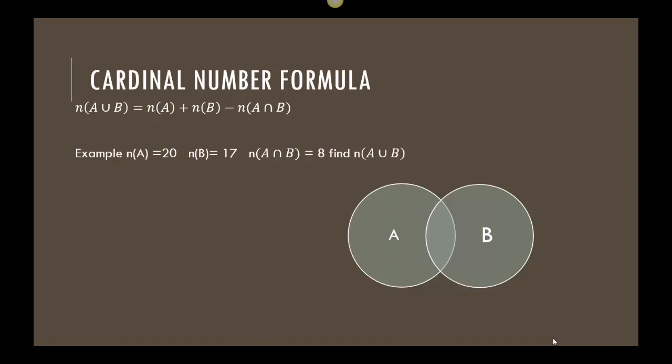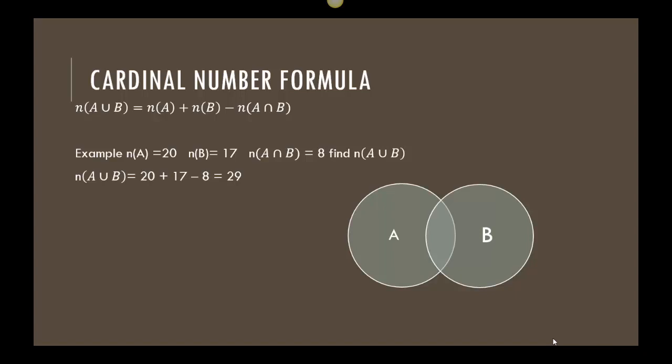17 in B, and 8 that they had in common? We want to find the number of elements in A union B. So to do that, we're going to take the number of elements in A, which was 20, add it to the number of elements in B, which was 17, and then subtract anything that's already appeared in both of them. So if I add 20 and 17, which gives me 37, and subtract 8, I get 29.